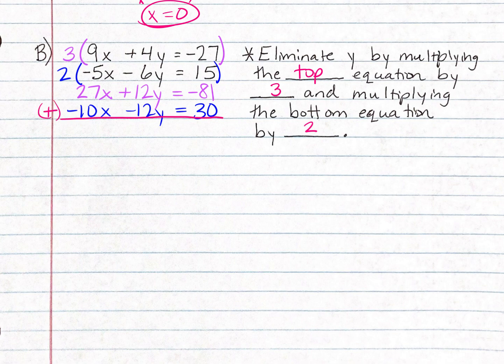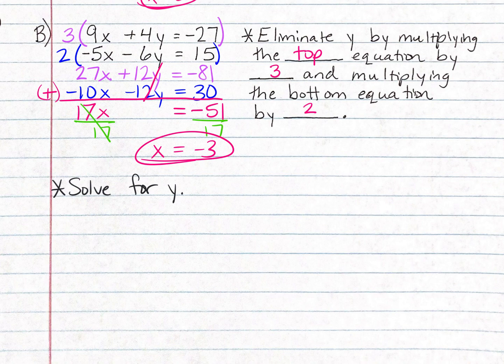Now we add the equations. 27x plus negative 10x is 17x. 12y plus negative 12y are opposites that equal 0. And negative 81 plus 30 is negative 51. Divide both sides by 17 to get x by itself. And we get that x is equal to negative 3.